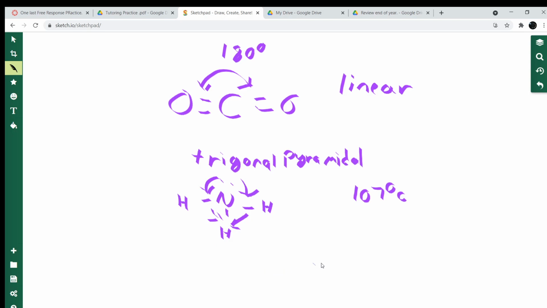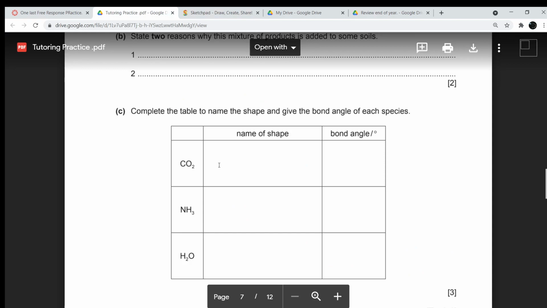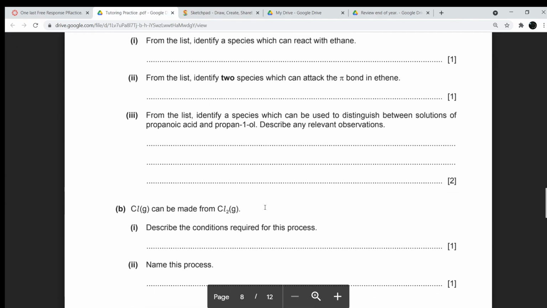And then the last one is going to be water. Water ends up being bent, and it has a bond angle of 104.5. That's for our drawing and shapes. And then we get all the way back to 5. That's going to go ahead and close us out.